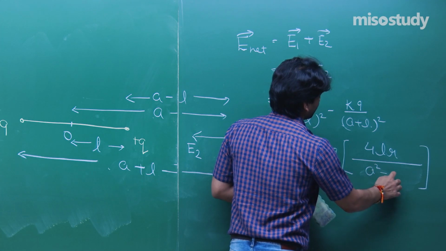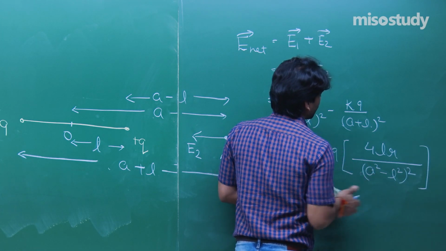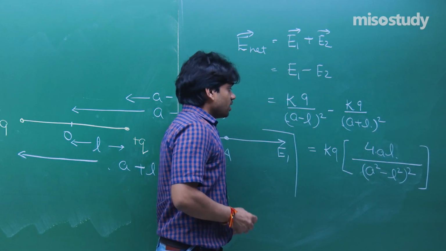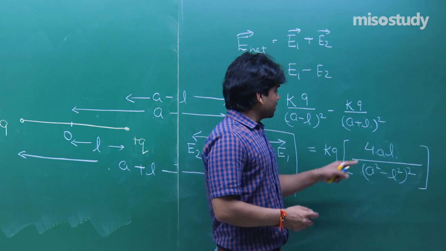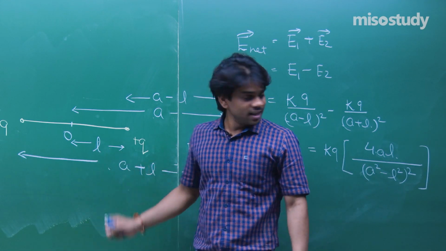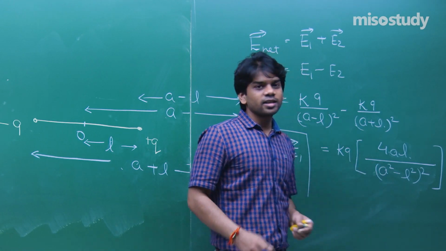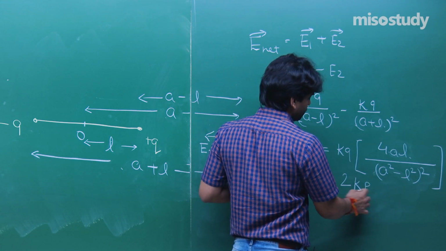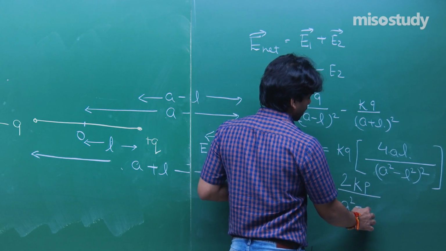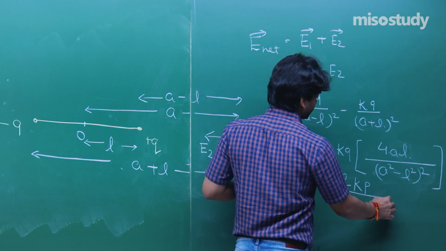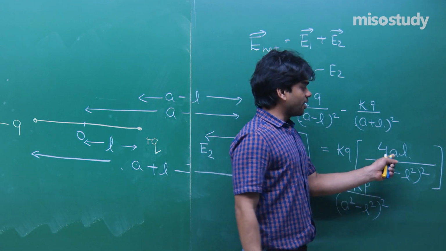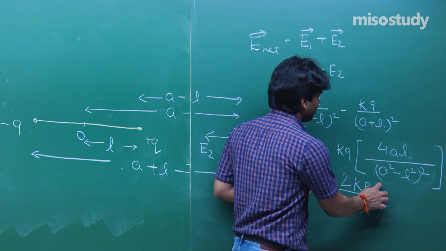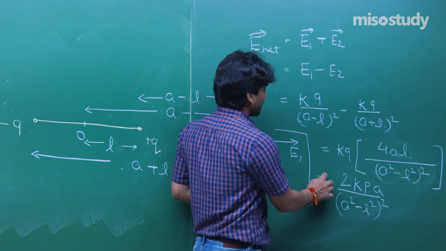A square minus L square whole square, and this will be 4AL. From here you can simply make out that L into Q and into 2A will give you P. So this will be 2KP divided by (A square minus L square) whole square. I have clubbed 2L into Q, and here I will be having one A also. This is the value of the field.